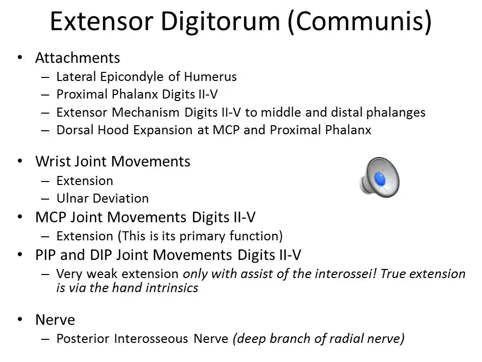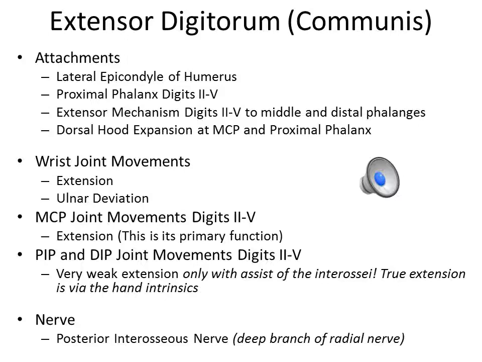Extensor digitorum performs wrist joint extension and ulnar deviation. Metacarpal phalangeal joint extension of digits 2 through 5, and weak extension at the proximal interphalangeal and distal interphalangeal joints of digits 2 through 5. True extension at the PIP and DIP joints occurs through the hand intrinsic muscles.